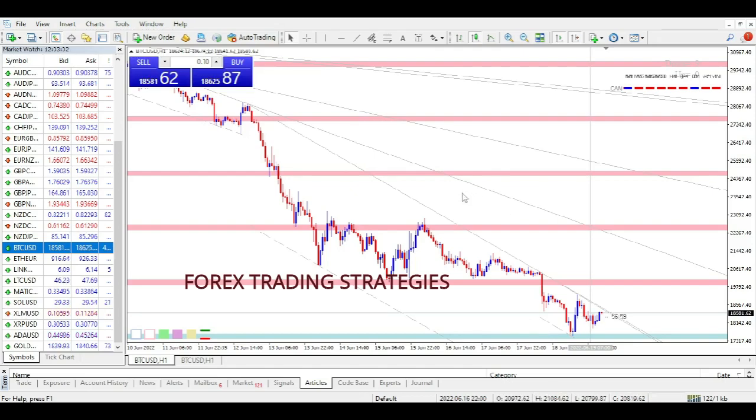Now that you know that BTC has been dropping, obviously your bias for the day is more on the bearish side. Of course, there might be opportunities for buys, but your overall bias is bearish. Now you need to have some entry criteria. How are you going to enter your trades when you spot those sell opportunities?